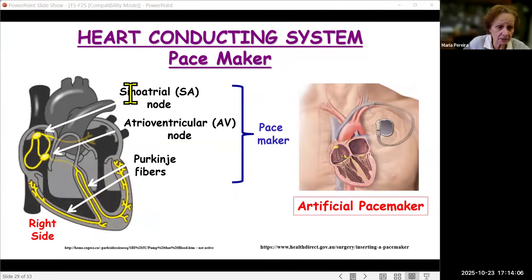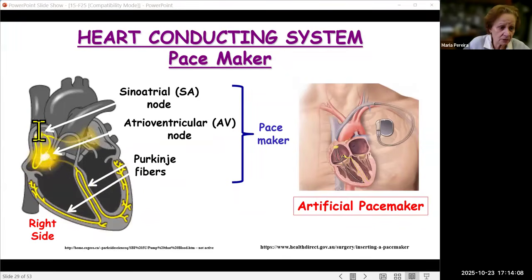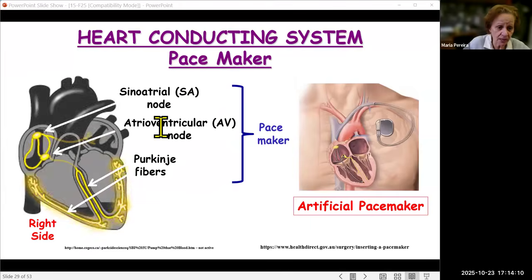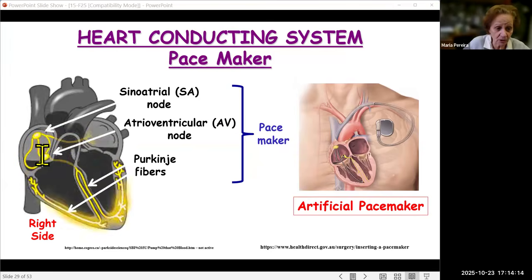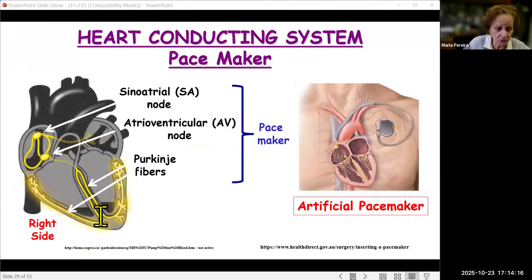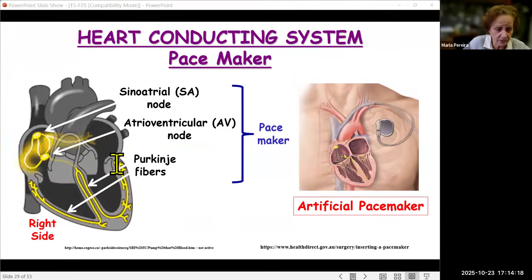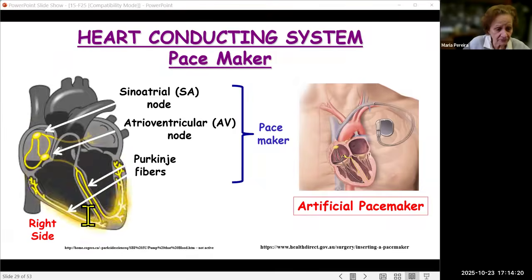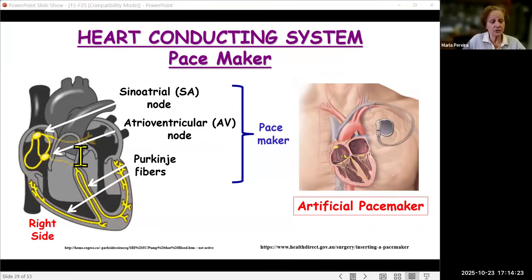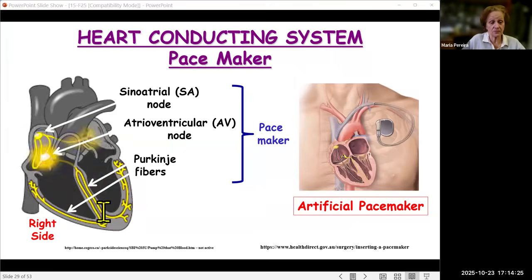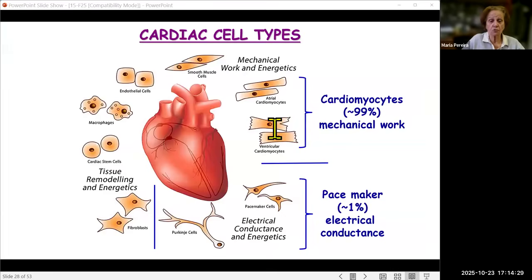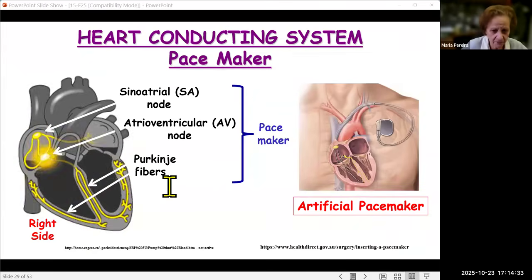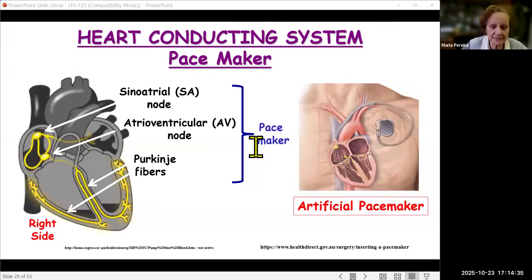Okay, so here you see the 1% of cells that generates an electrical signal. They are located in the sinoatrial node that sends the signal to the atrioventricular node. So the name indicates where they are located. And then the signal goes to the Purkinje fibers that you see cover the ventricles. And then when the signal is transmitted, the other muscle fibers will respond mechanically. They will contract and relax. So the pacemaker is essential.